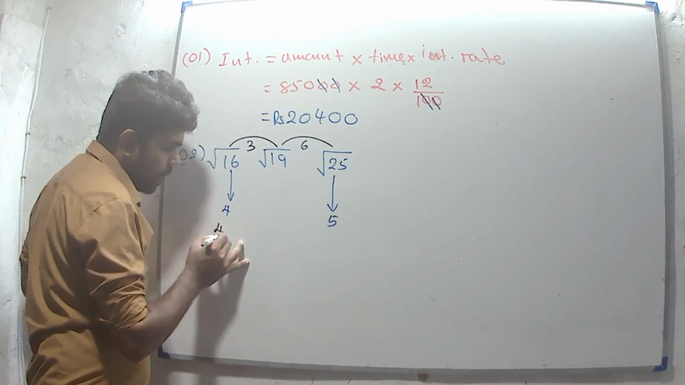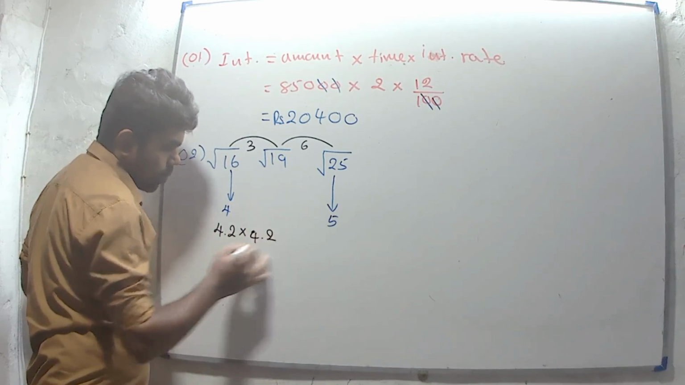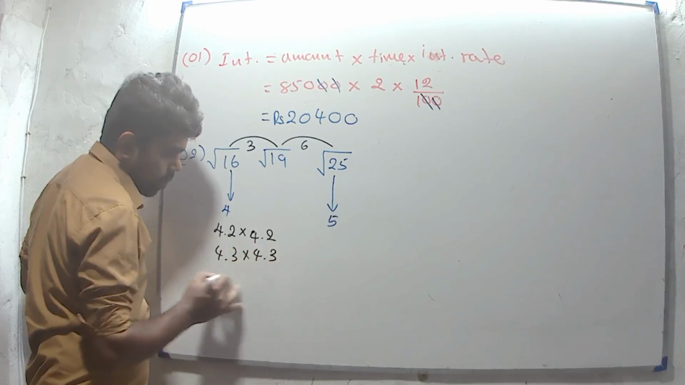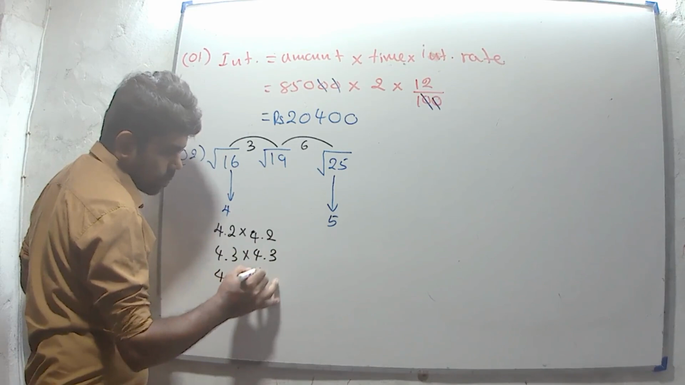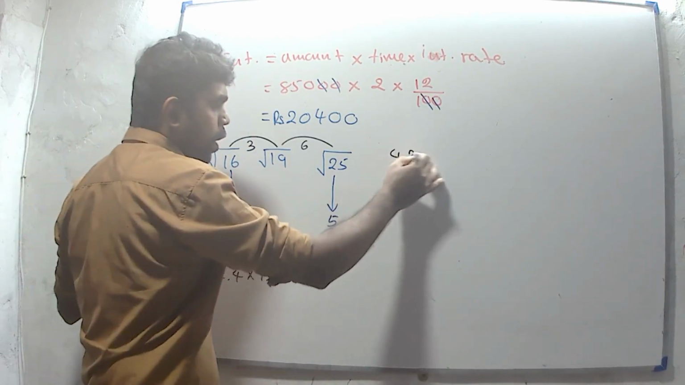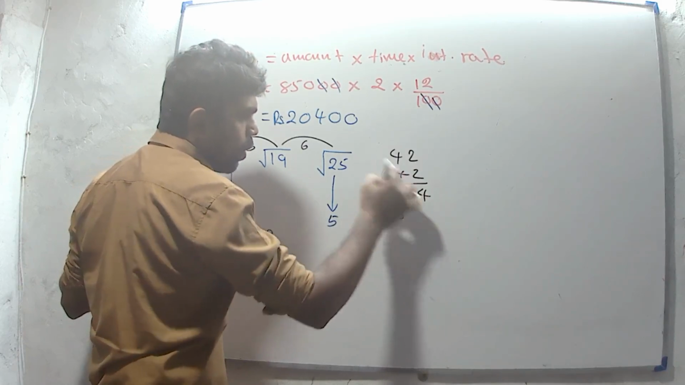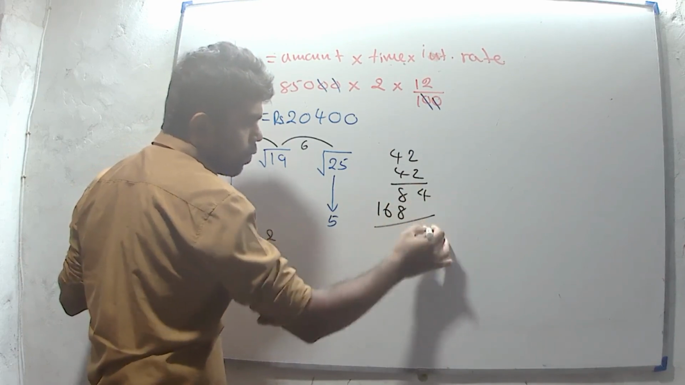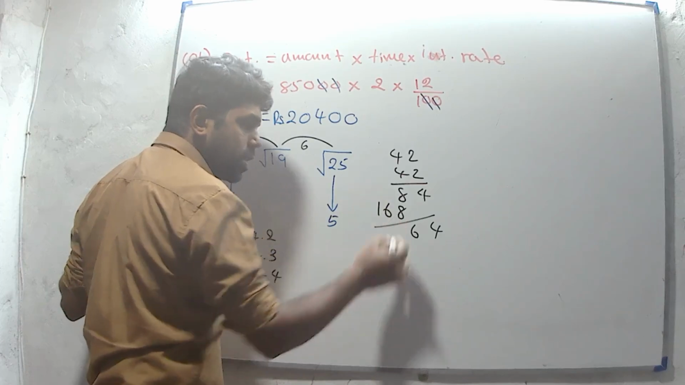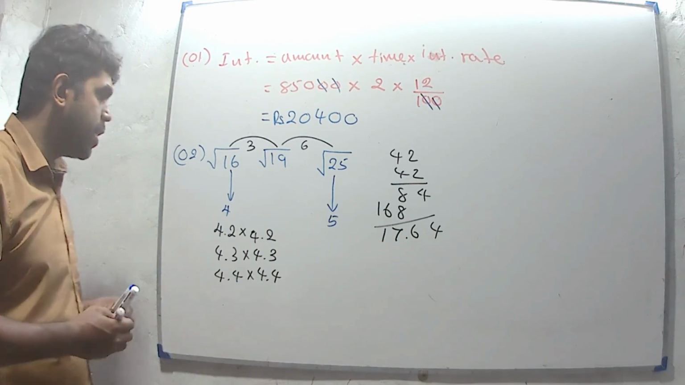Then I will multiply 4.2, 4.3, 4.4. 42 into 42: 2 into 2, 4, 2 into 4, 8, 4 into 2, 8, 4 into 4, 16, 4, 8 plus 8, 16, 1 remaining, 1 plus 6, 7. It is 17.64, greater than 16.